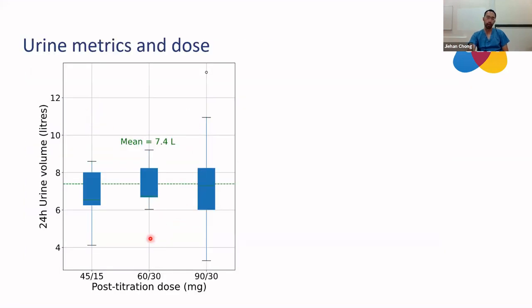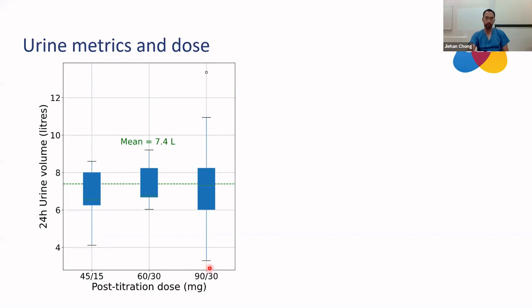We find that the 24-hour urines are most useful for the urine volume, which helps patients understand just how much fluid they need to drink in order to keep up with the aquaresis. The mean volume of urine passed per 24 hours is 7.4 liters, with most patients clustering between 6.5 and 8 liters. And this doesn't appear to be hugely different between the different doses that patients have achieved by the end of the titration period.